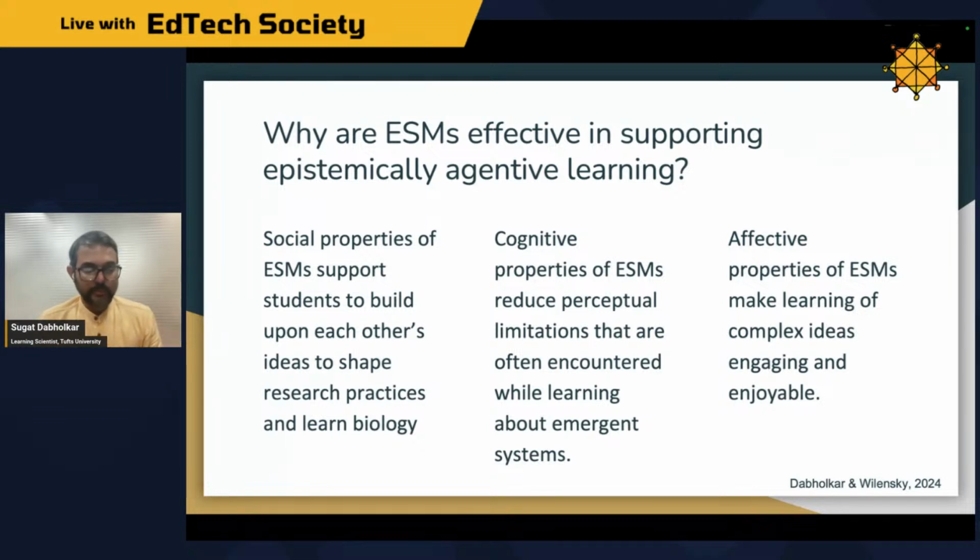some kind of perceptual limitations which are dealt with when we have agent-based representations which allow visualization at micro and macro level. And affective properties of ESMs make learning of these complex ideas engaging and enjoyable.